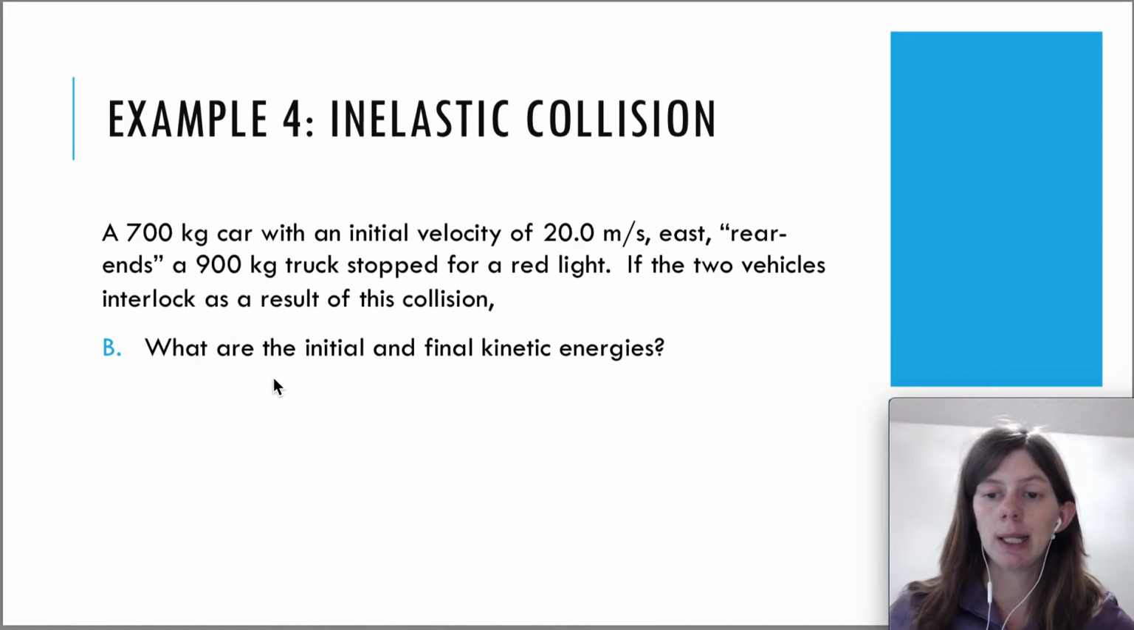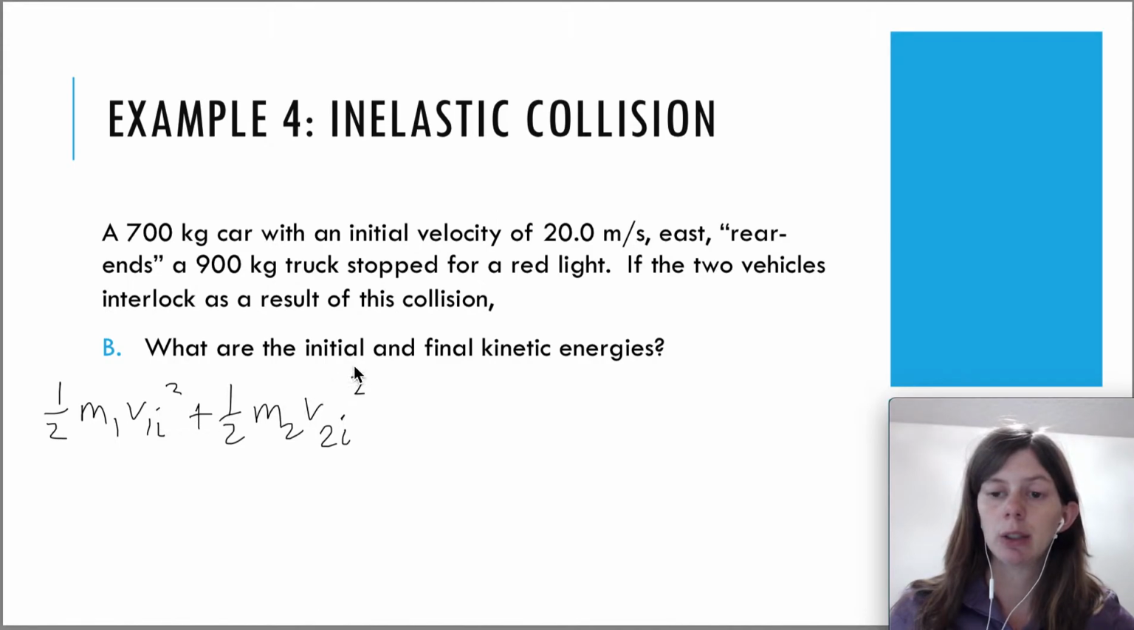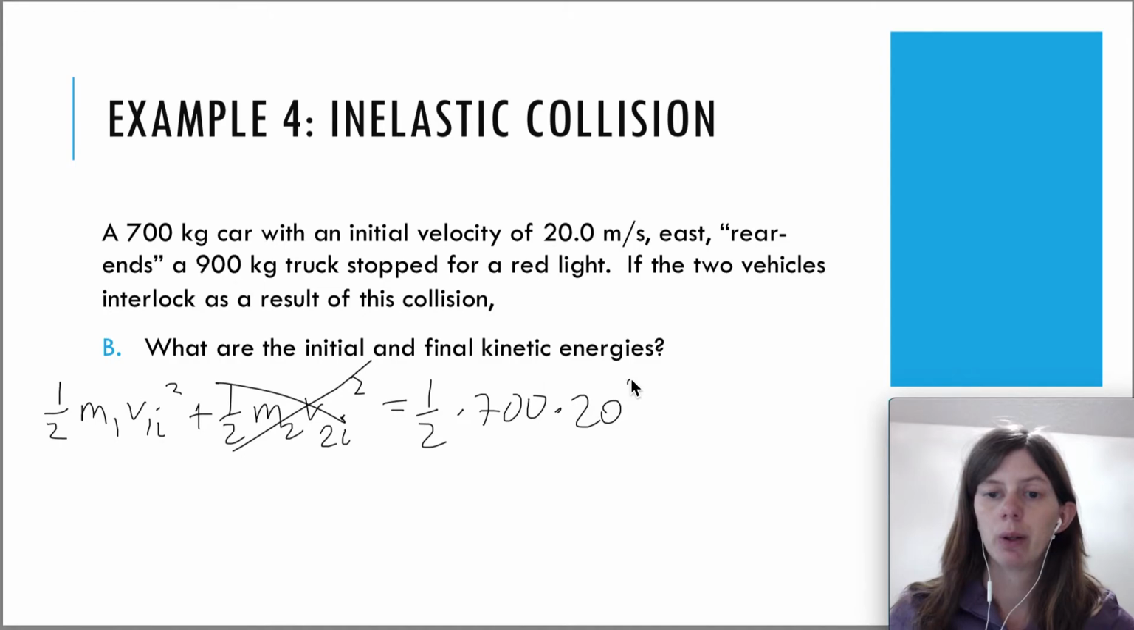So the initial kinetic energy just means 1/2 M1 V1 initial squared plus 1/2 M2 V2 initial squared. It's just the initial kinetic energy of each. And the truck was at rest, it did not have any kinetic energy. So we're just plugging in 1/2 M1 V1 initial squared. So we're going to plug in 1/2 times 700 times 20 squared. And that gives us 1.4 times 10 to the 5 joules. So this was KE initial.